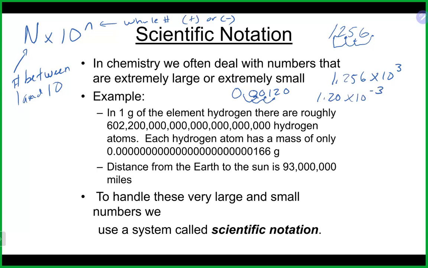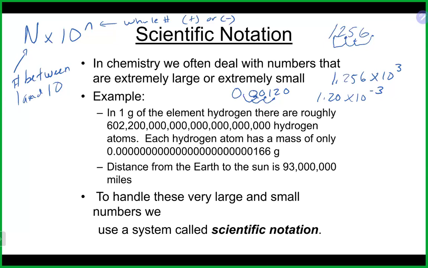Again, the 3 represents how many places I had to go to get to a number between 1 and 10. The negative in this case means I had to move the decimal place to the right. Or again, if you want to remember it, small numbers, negative exponents, larger numbers, positive exponents. Any questions on that there?